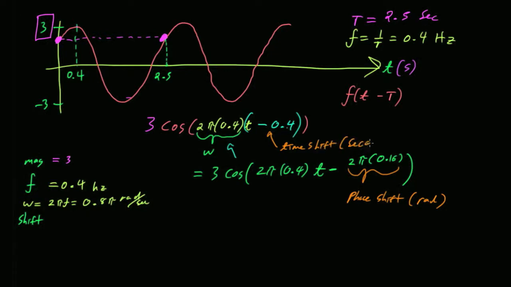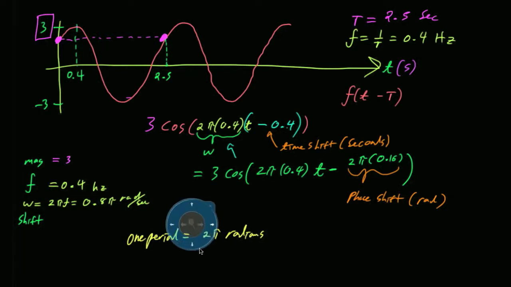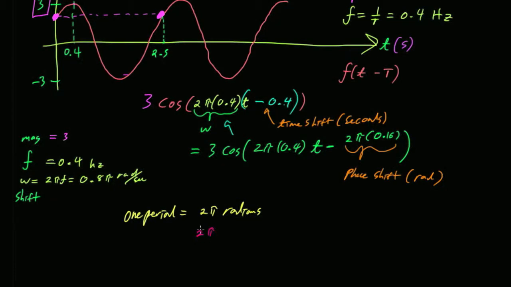What does it mean? Is that a big shift? 2 pi times 0.16? How many radians in a full cycle? In a full period? Right. So one period equals 2 pi radians. How many radians am I shifting it in this problem? 2 pi times 0.16. So how many periods have I shifted it to the right?